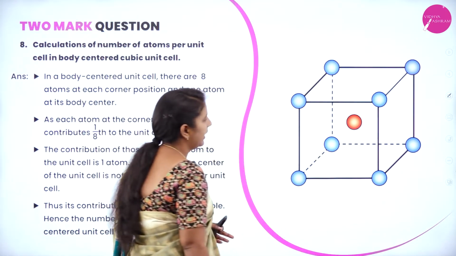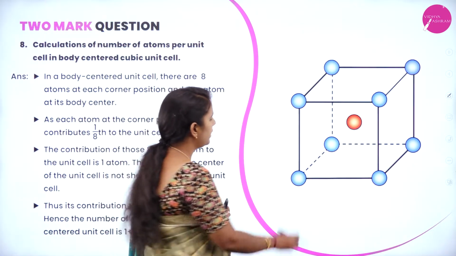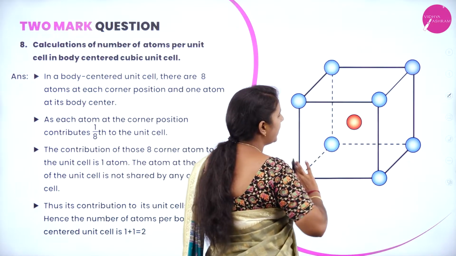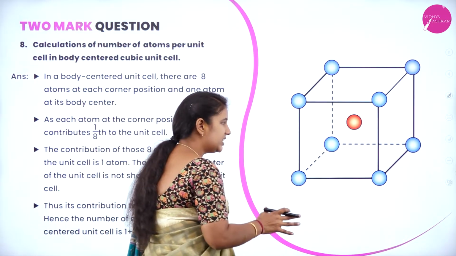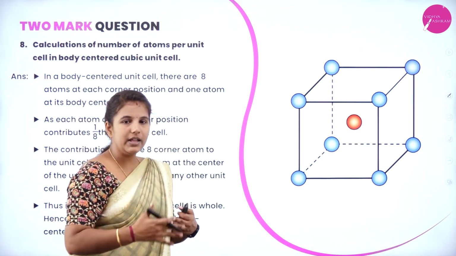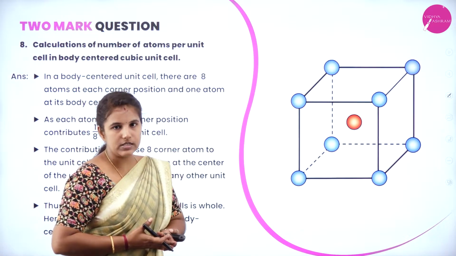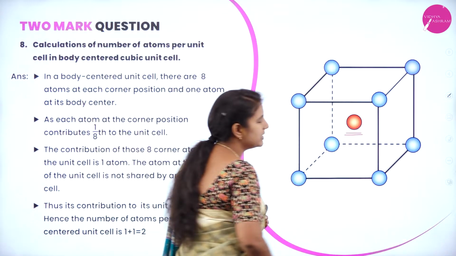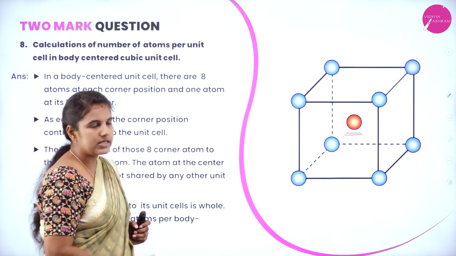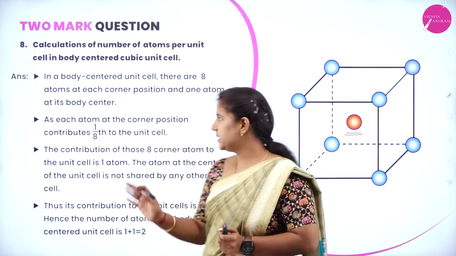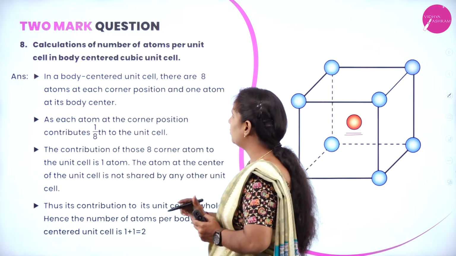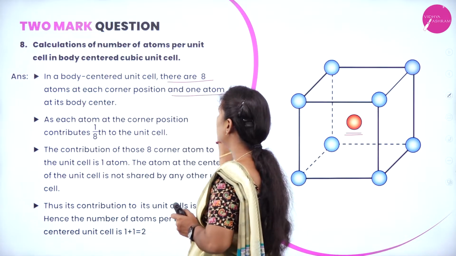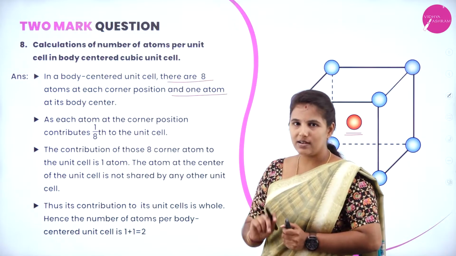So here again there are 8 corners. You can see that there are 8 corners. 8 corners will contribute how many particles? 8 corner particles. Each of the 8 corner particles will share its corner with the other 8 cubic unit cells. In addition to this, we can see that we have a particle at the center. Is it right? Yes. How to write the calculation part? We'll see now. Okay. In a body centered cubic unit cell, there are 8 atoms at the corner positions and one atom at the center.